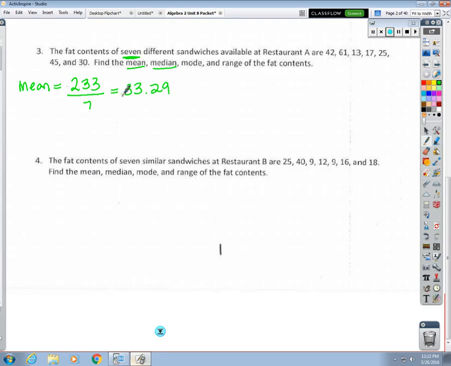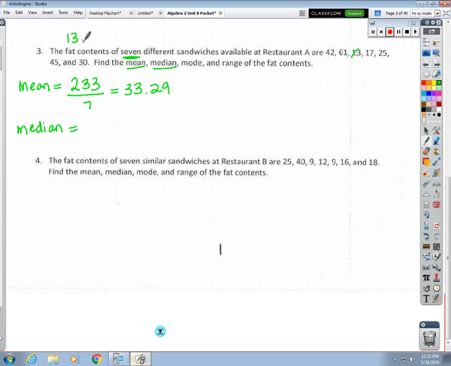Now let's talk about median. What's another word for median? Middle. Okay, well what's the rule though? What do you have to do first? You have to lay them out in order, from least to greatest. So what's the lowest amount of fat? 13. Okay, then I'm going to cross it out so that I know I've used it.